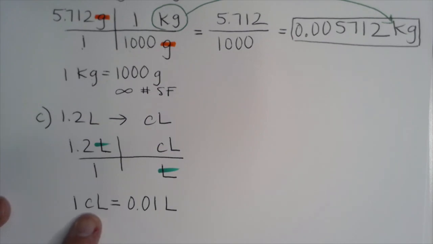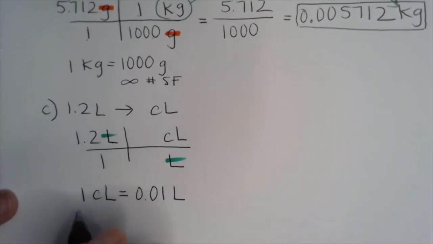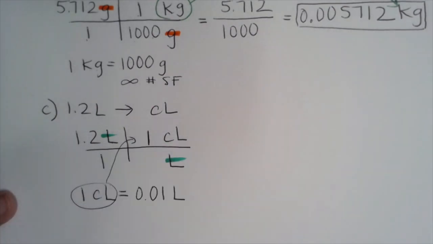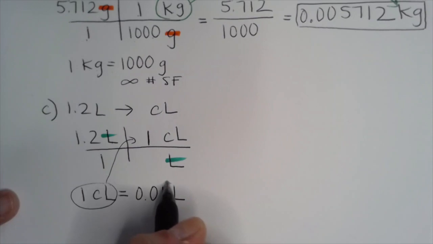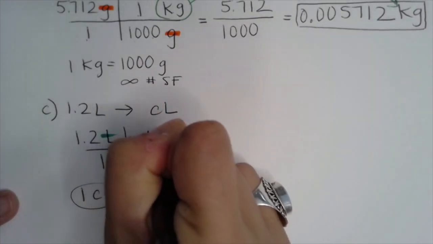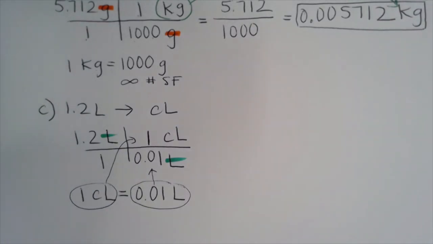Notice there's a 1 next to centiliter. So 1 centiliter is going to go on top, is equal to 0.01 liters. That's going to go on the bottom. Again, it's a coincidence that all of these have a 1 on top. It's not always going to be the case, so please make sure you're following the steps as I'm showing you.